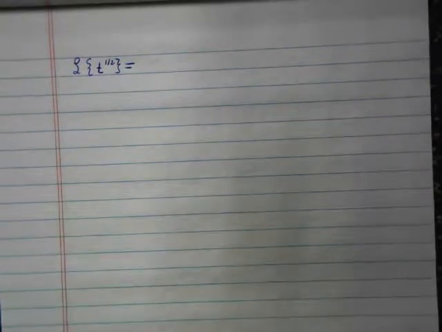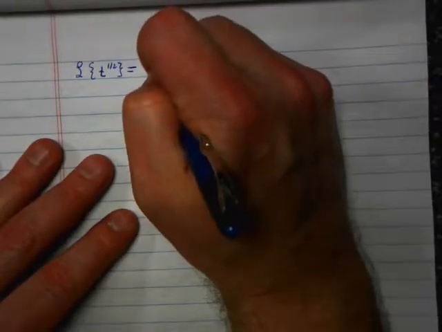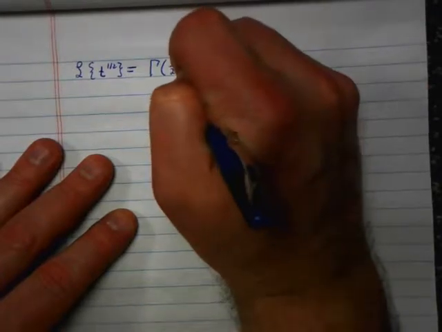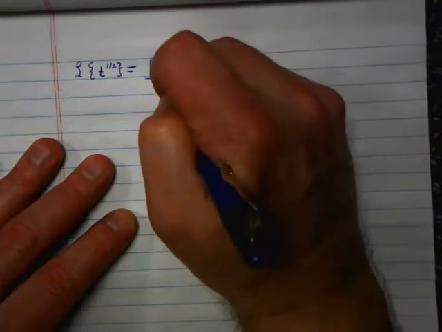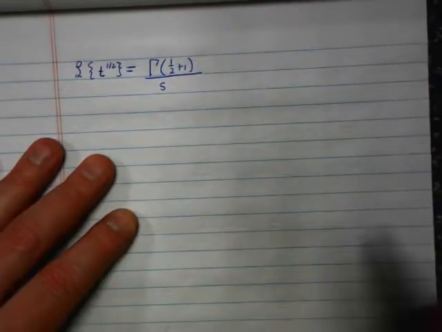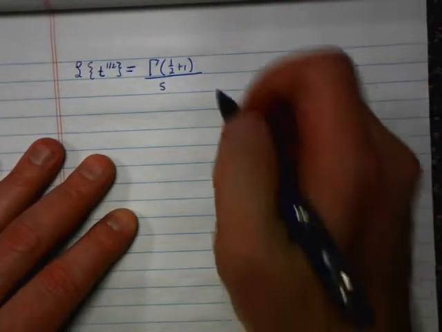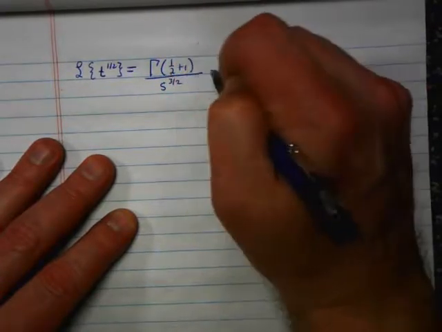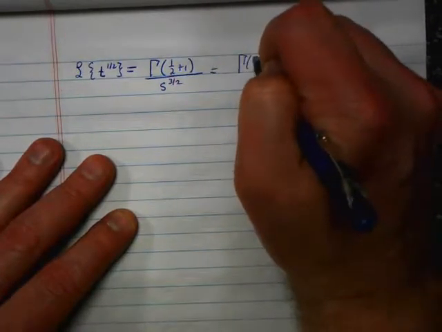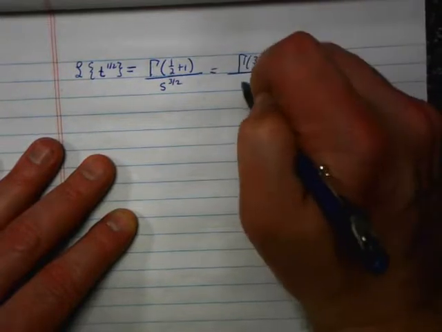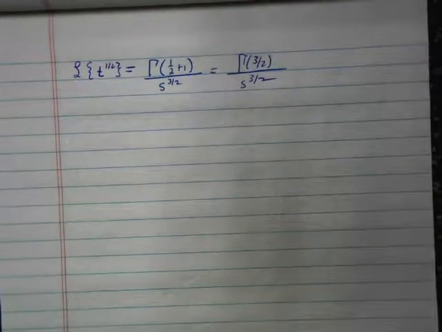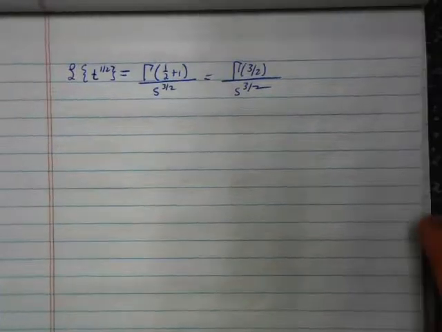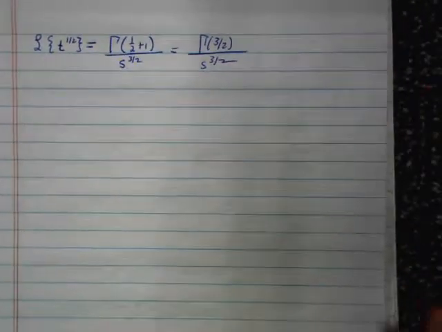Well, according to what we just said, this is going to be gamma of 1/2 plus 1 over s to the 1/2 plus 1, which is 3/2. So that's gamma of 3/2 divided by s to the 3/2. That's it? How much is gamma of 3/2? Something with a pi in it, that's correct.